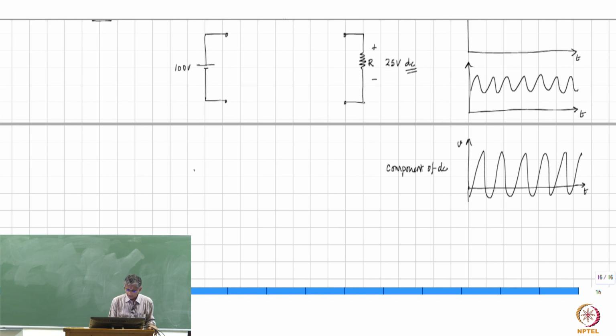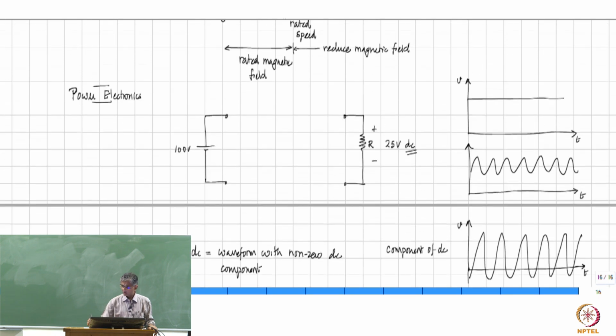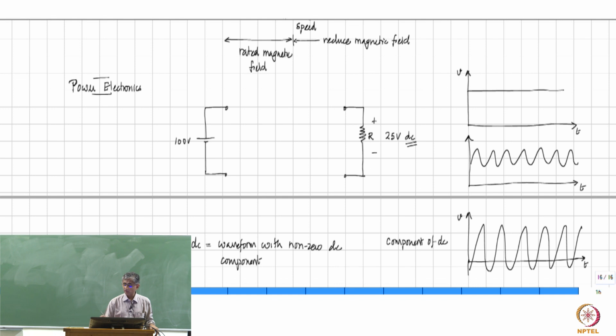So we define DC as a waveform with non-zero DC component. The first waveform, on the other hand, we call pure DC. Whereas this waveform is not pure DC, it contains a DC component, but it is also polluted with so many other things.